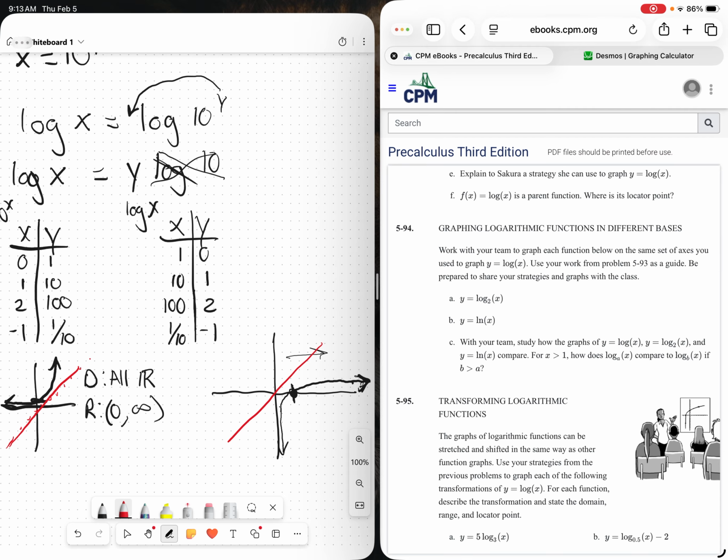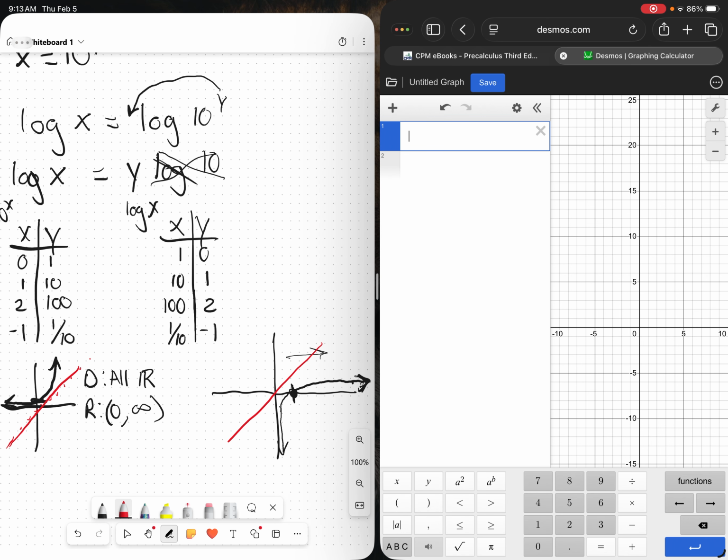Okay, 94. Graphing logarithmic functions with different bases. Let's look here, and I'm going to use Desmos to do this. Let's look at log base 2. What's the difference here?